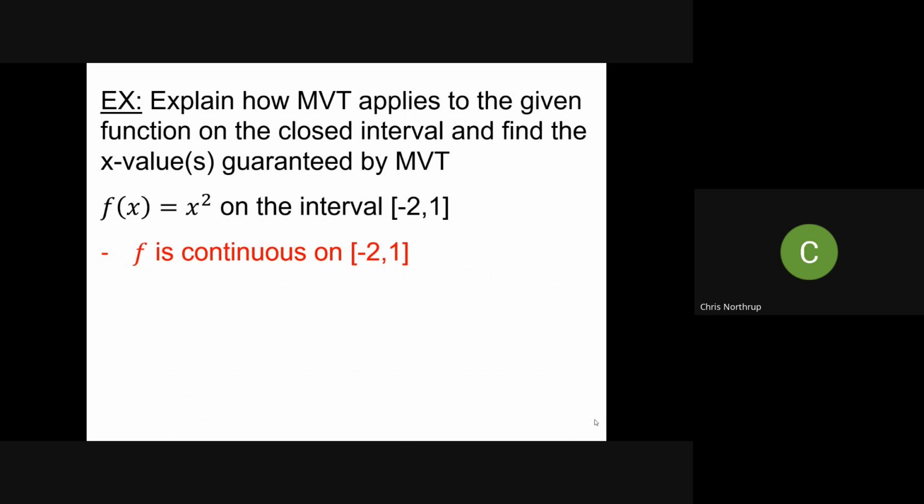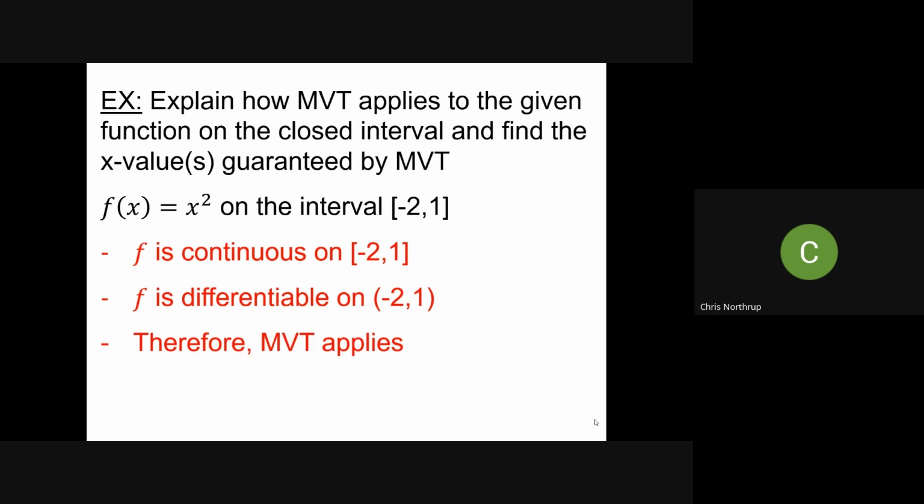All right, so first thing, I need to specifically state the requirements. f is continuous on that closed interval. Why is that? Well, because f is a polynomial. Polynomials are continuous everywhere for all real numbers. Also, f is differentiable on the necessary interval, -2 to 1. Why is that? Well, because it's a polynomial. Polynomials are differentiable everywhere. And so, therefore, I know I can apply the mean value theorem.